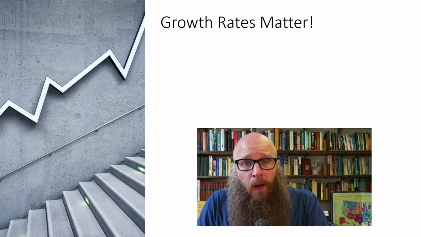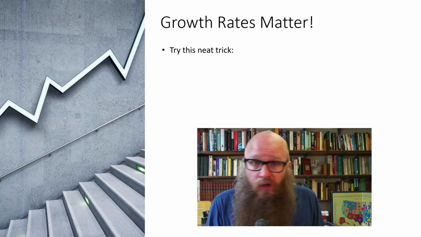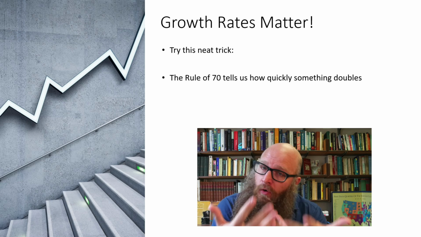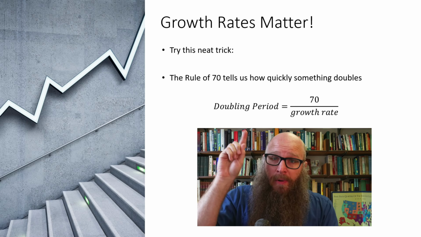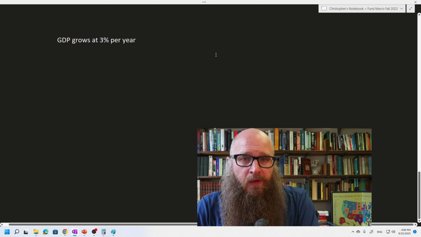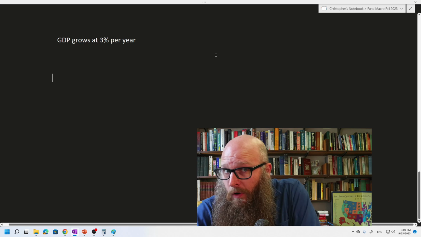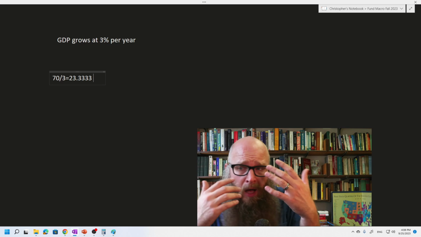The last point I want to make is these subtle differences in growth rates matter. And there's a neat little trick to demonstrate this. We call it the rule of 70. It tells us how quickly something will double. Here's the formula. The doubling period is simply equal to 70 divided by the growth rate. Let's say GDP is growing at 3% per year. How quickly is it going to double? 70 divided by 3, every 23 years. A little over a generation.